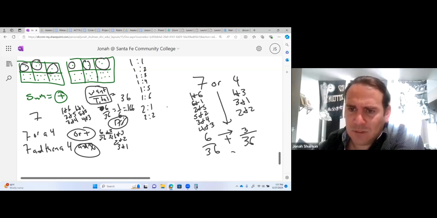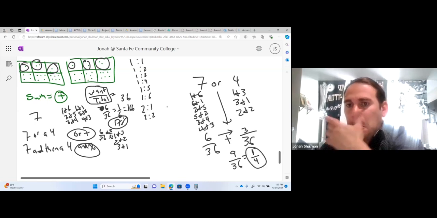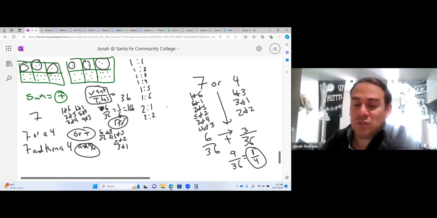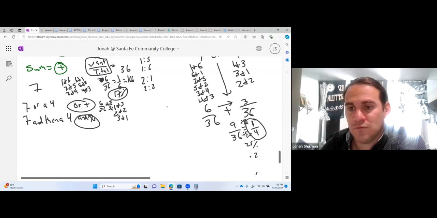You add the tops. You keep the bottoms. You can divide it by 3. Oh, no, we divide it by 9. So what are the odds for this one? To roll a 7 or a 4, it is a 1 out of 4 shots. Not bad, 25%. I divided top by 9, and I divided bottom by 9. That's how you can simplify your fractions, or 0.25.